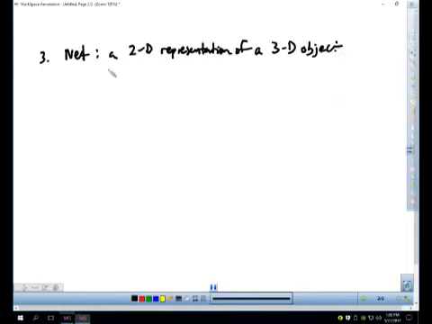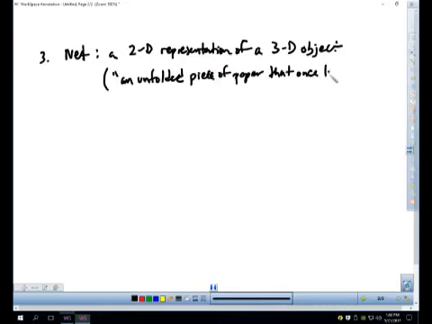What I mean by that is, the best way to think about it is if I had a three-dimensional object made out of paper, and I cut that apart and unfolded that piece of paper, that's what a net would look like. So it's an unfolded or cut apart three-dimensional paper object. I'm not sure if that makes a whole lot of sense.